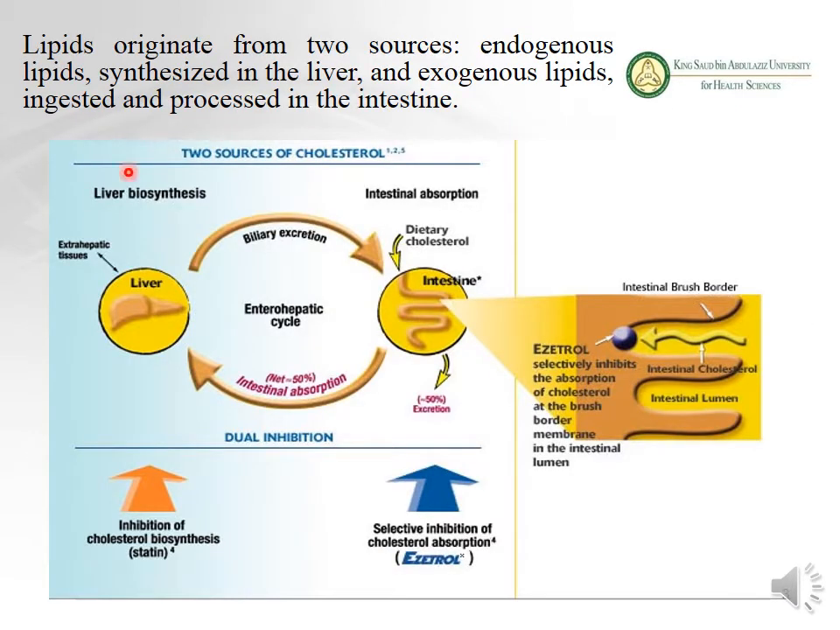So where do the lipids come from in the blood? There are two pathways. Endogenous lipids are synthesized within the liver, and exogenous lipids are absorbed from the intestine. So the drugs can either inhibit the endogenous biosynthesis of lipids within the liver, or decrease the absorption of these lipids from the intestine.